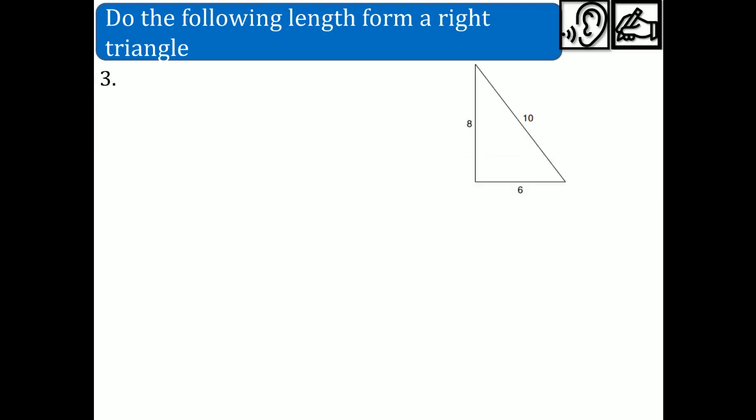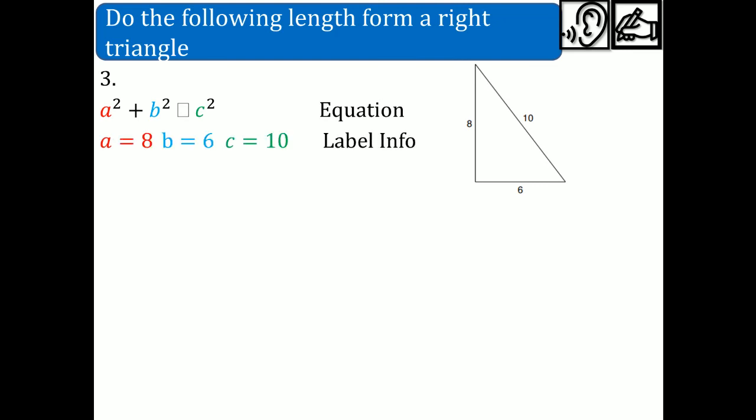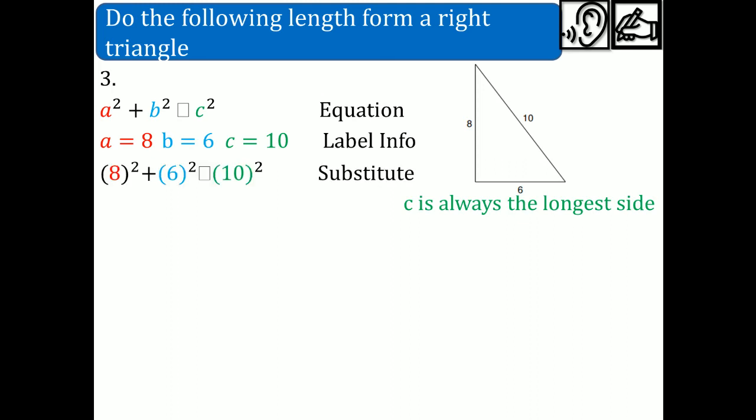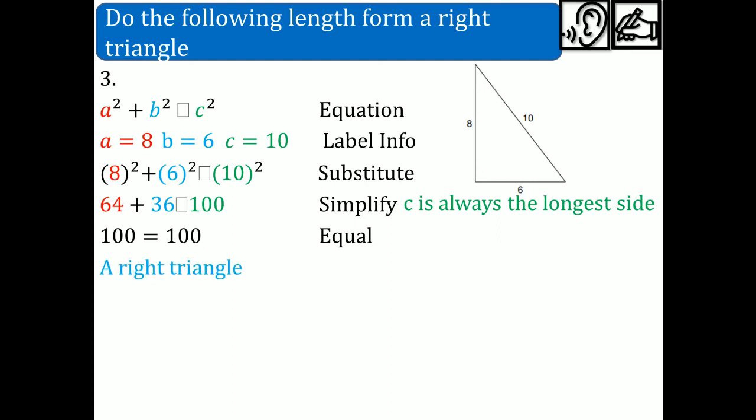Next, do the following lengths form a right triangle? A squared plus B squared, box, C squared. A equals 8, B equals 6, C equals 10. Why? C is always the longest side, and 10 is your longest side. Make the substitution in. 8 squared plus 6 squared, box, 10 squared. 8 squared is 64, 6 squared is 36, 10 squared is 100. You have to memorize your squares. 64 plus 36 is 100. The right hand side is also 100. This is a right triangle because 100 equals 100.